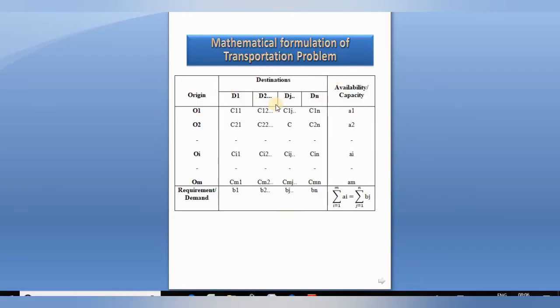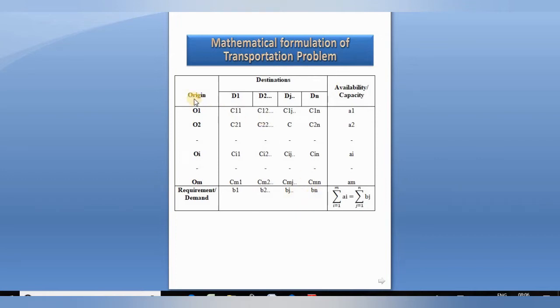Look at this tabulation. This is the desirable form to apply transportation problem. Observe here there are some things: destinations, availability or capacity, origin, requirements. So origins are O1, O2, Oi, Om. Destinations are D1, D2, Dj, Dn. Available capacities are A1, A2, Ai, Am. Requirements, or demands, are B1, B2, Bj, Bn.